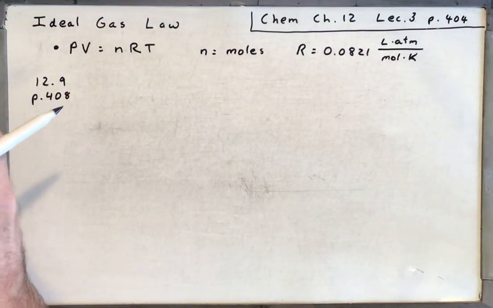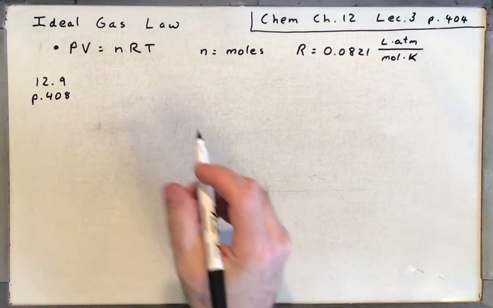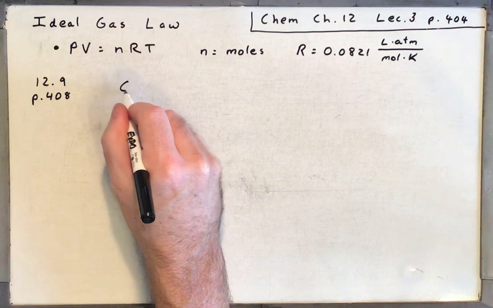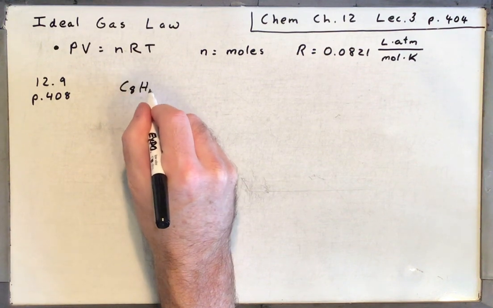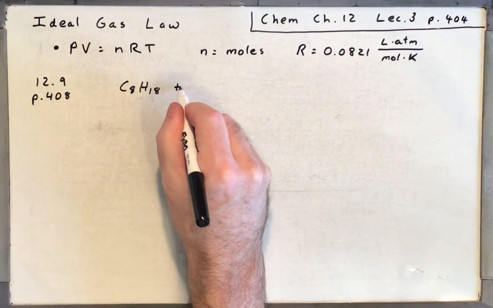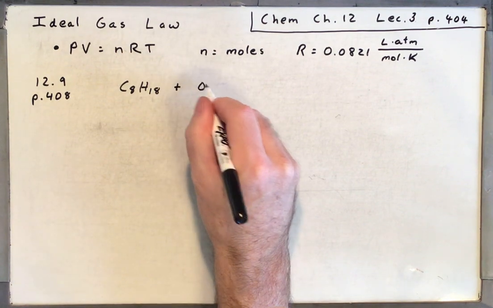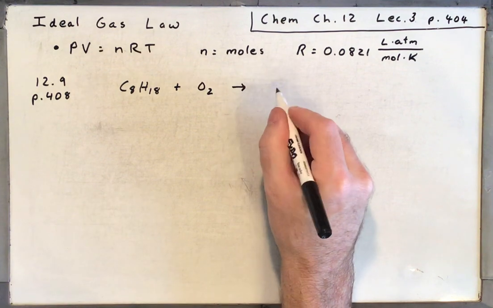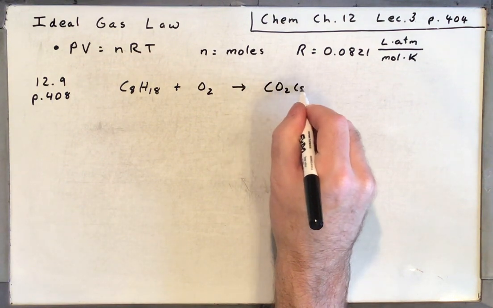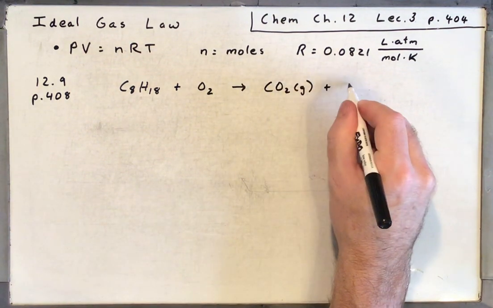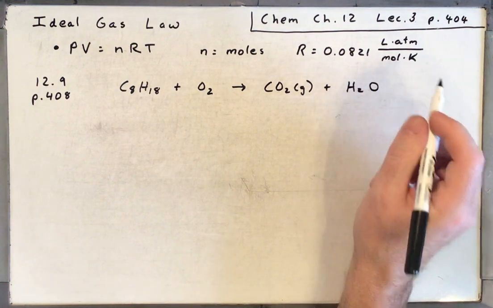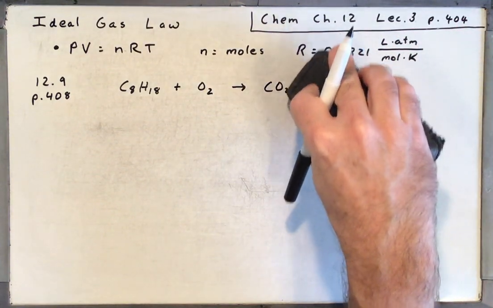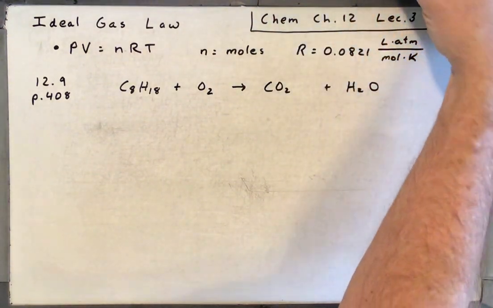All right, so this is going to take us all the way back to chapter 4 with our balancing skills. C8H18 plus O2. We're not going to worry about the phases. This is the gas chapter. CO2 plus H2O. All right, so we need to balance.